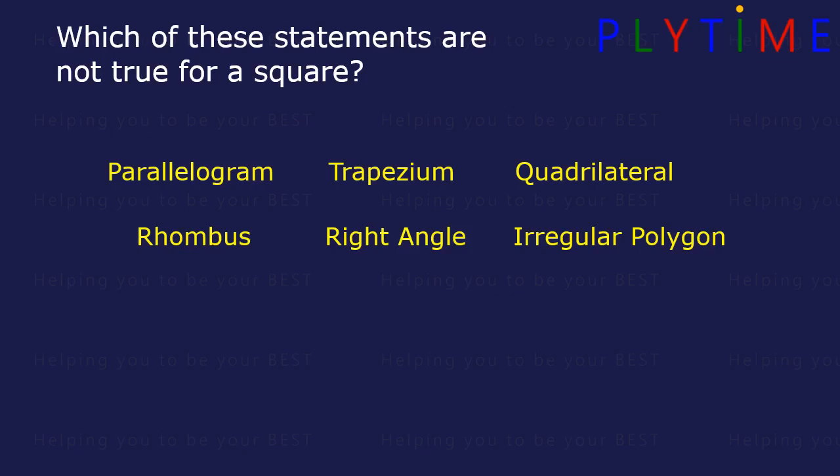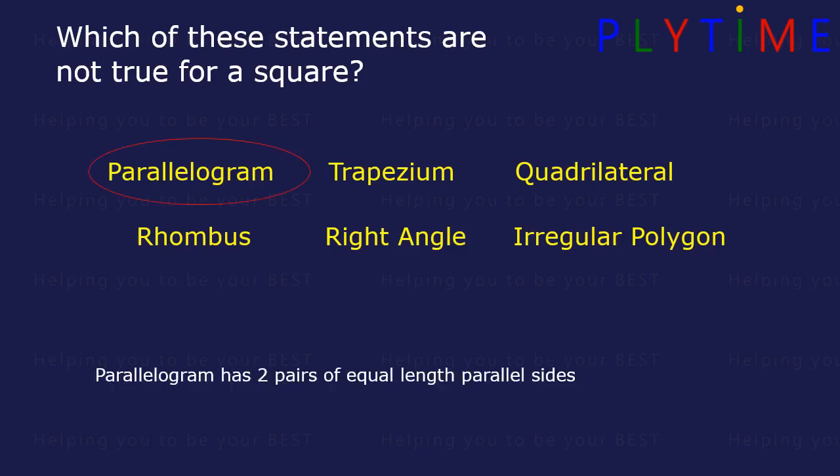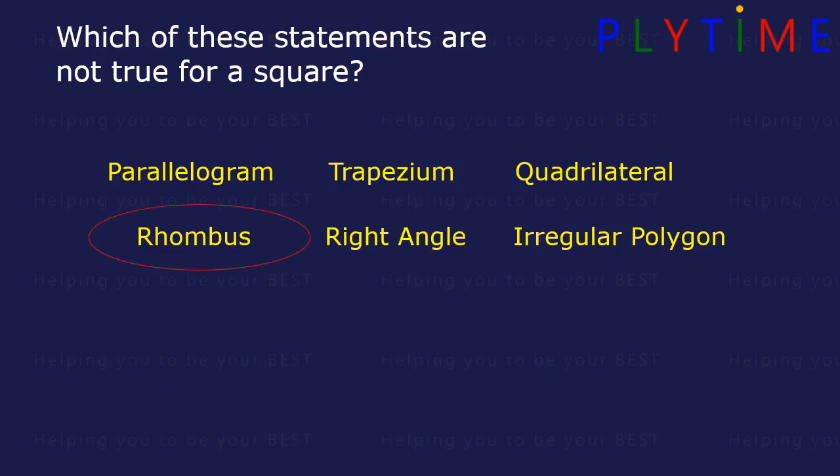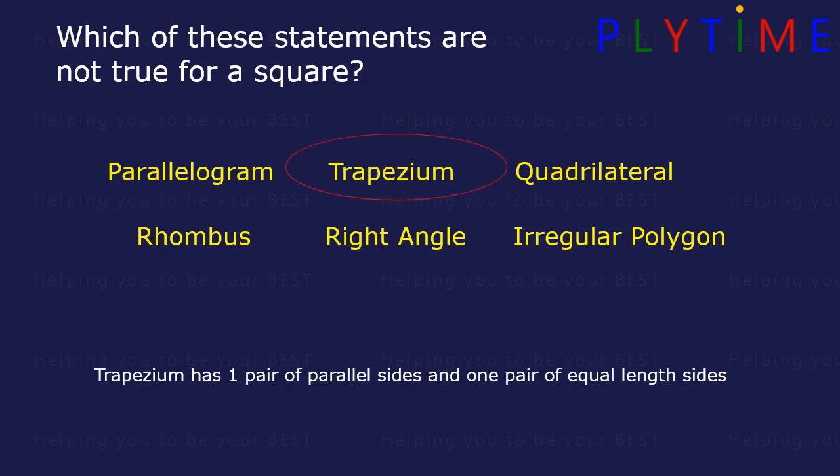Which of these statements are not true for a square? Let's look at them. Parallelogram. A parallelogram has two pairs of equal length parallel sides. Yes, that's true of a square. A rhombus. A rhombus has four equal length sides. That's true of a square. A trapezium. A trapezium has one pair of parallel sides and one pair of equal length sides. That's not true of a square.